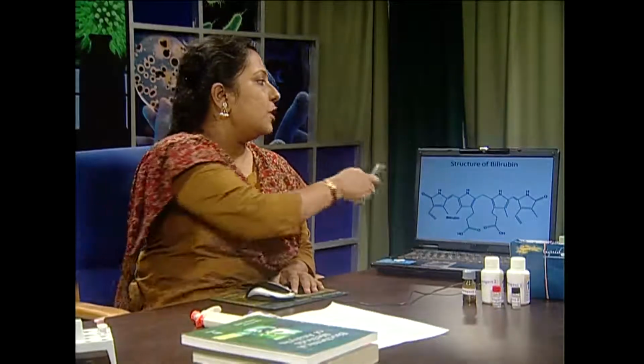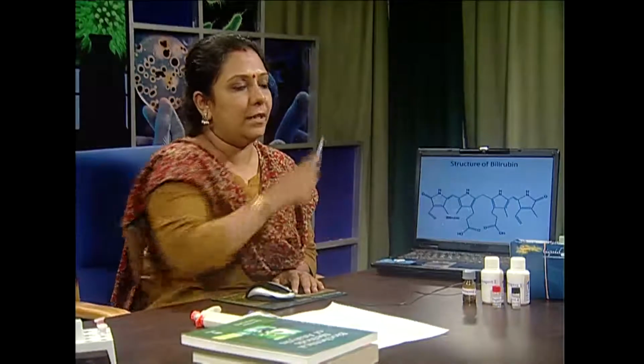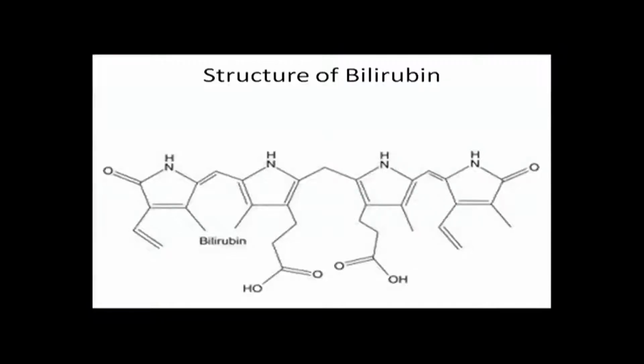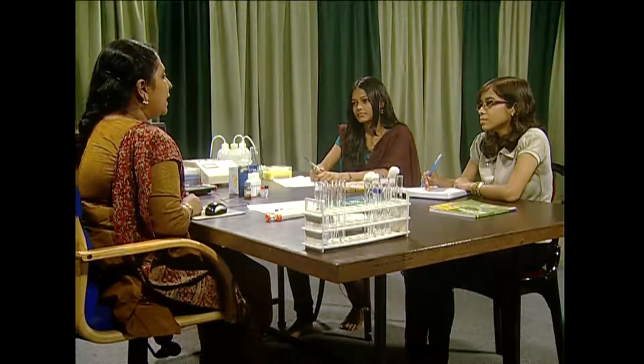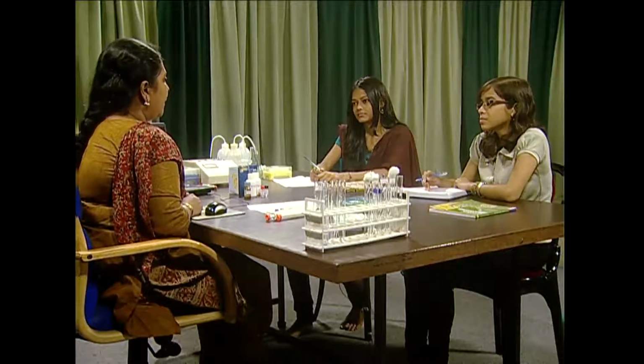We will learn the estimation of serum bilirubin. In case of jaundice diagnosis, serum bilirubin estimation is needed very much. This is the general structure of bilirubin, having a tetrapyrrole ring, because bilirubin is coming from the heme group, and you know the heme group has a porphyrin ring containing a tetrapyrrole ring.